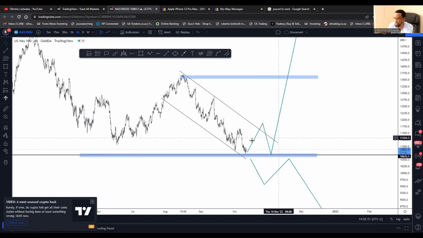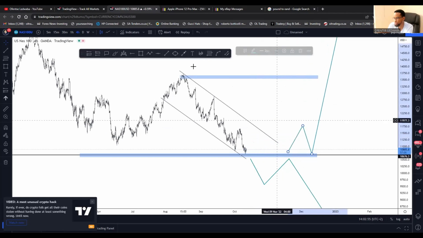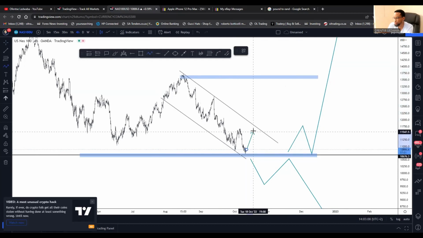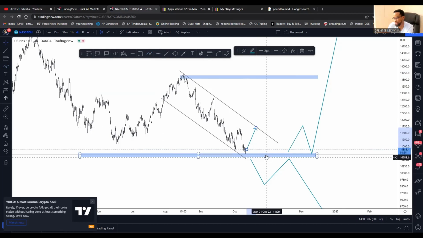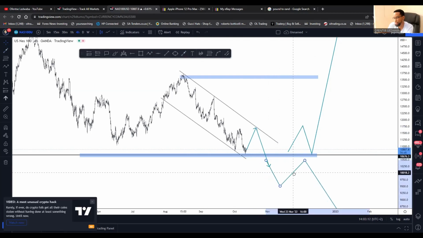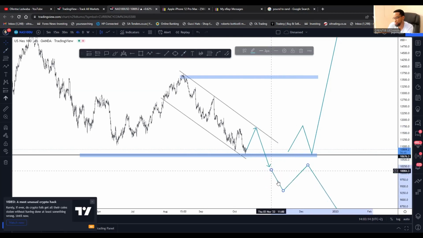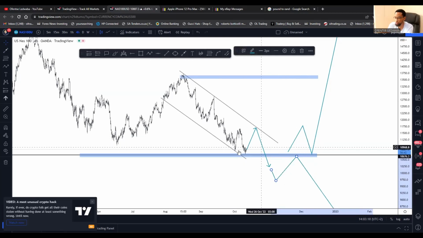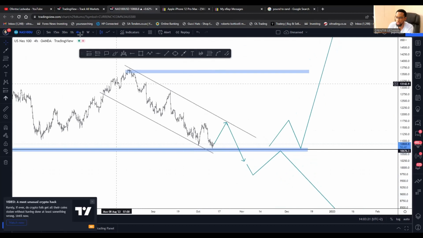Because what can really happen, we can have this move, push to the upside, and then when it reaches this, you can see that we're still in a downtrend. And it goes and breaks this, follows this pattern that we are anticipating to happen, because we are indeed still in a downtrend. But now we can face correction.